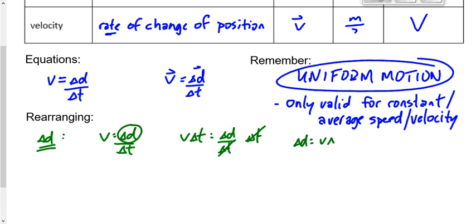I'll be honest with you. Usually when I'm rearranging equations like this, I don't show that middle step. I know that if something's on the bottom, to get it to the top, I have to multiply it. Does that make sense?